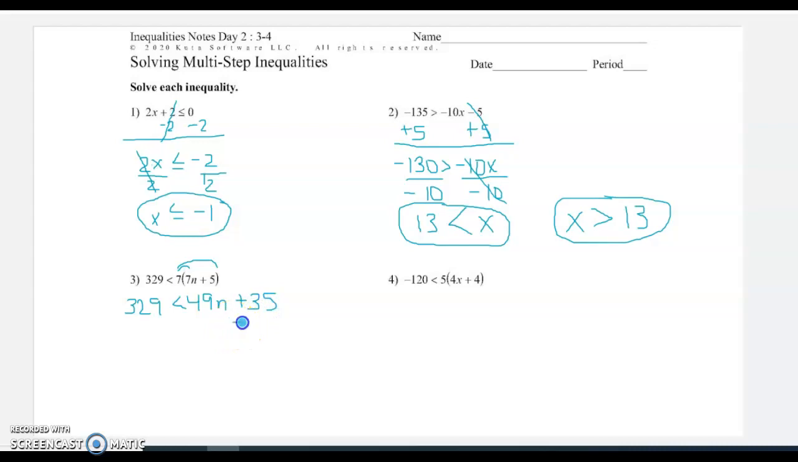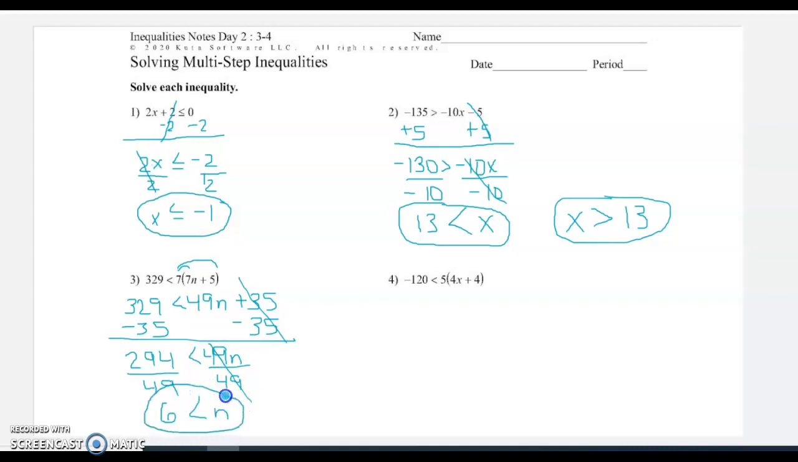So now, two-stepper, to get rid of a plus 35, we would subtract 35 on both sides. Cancel. So 329 minus 35 is 294, less than 49n. N's being multiplied by 49, so the opposite of multiplying by 49 would be to divide by 49. So we divide both sides by 49. 49 is positive, so we're not going to flip. 294 divided by 49 is 6, is less than n.